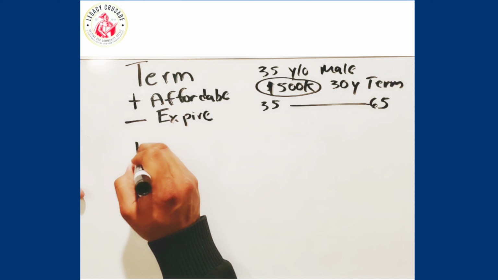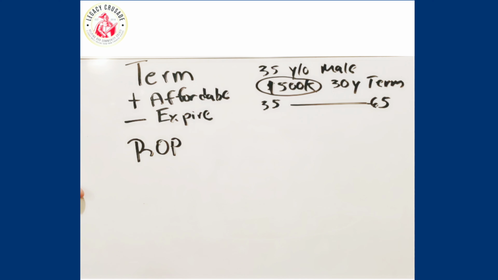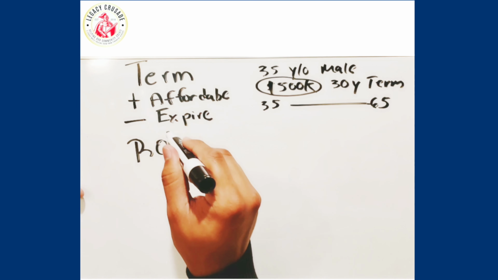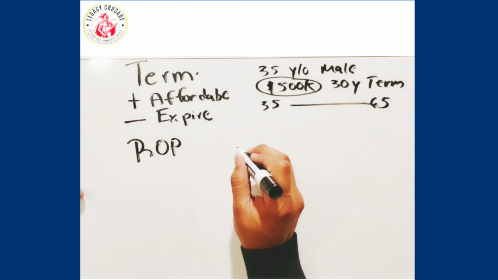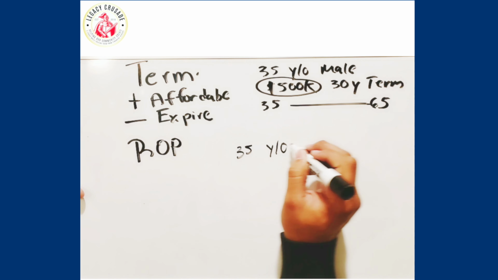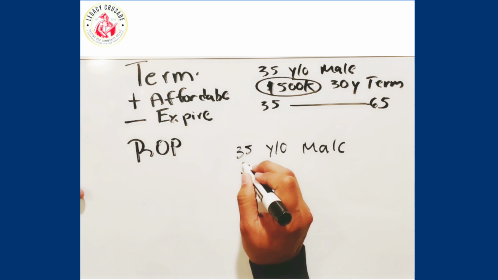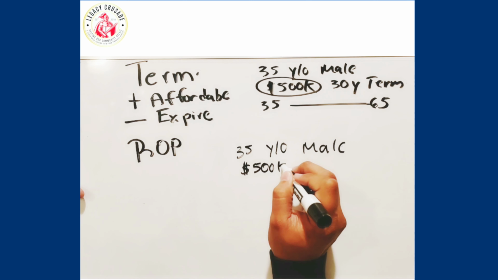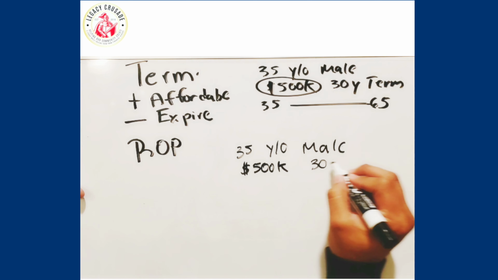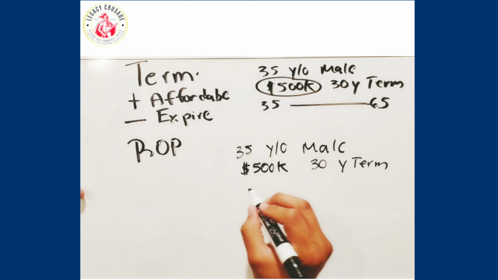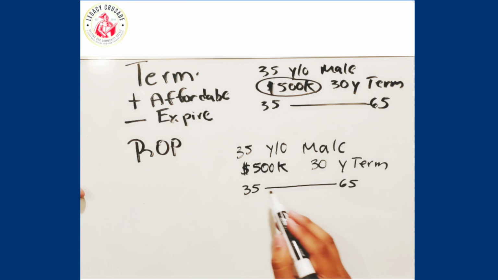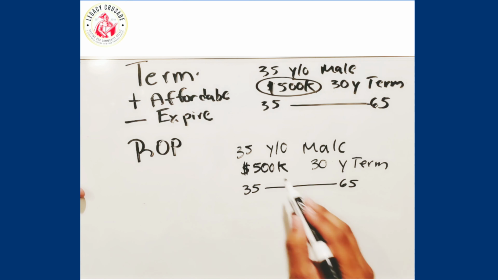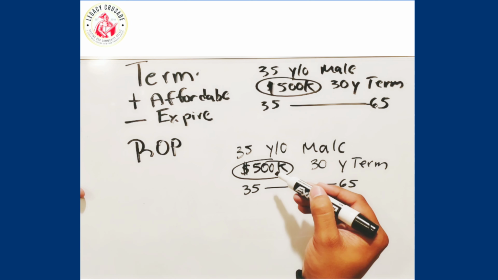The second one we call ROP, and I'll explain what that means in a minute. ROP typically costs two to three times as much as a term, and the ROP is still a version of a term policy. So let me give you a scenario. Let's say you had the 35-year-old male, and let's say he wanted to protect his family for the $500,000. And he also decided to go with a 30-year term. So from ages 35 to 65, he has coverage. If he passes away between ages 35 and 65, his family, yes, would receive the $500,000.